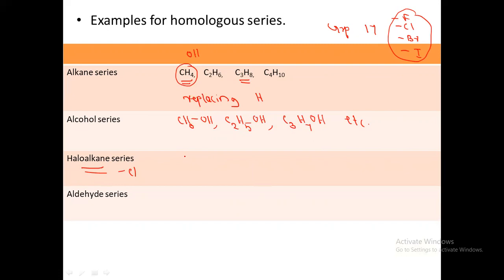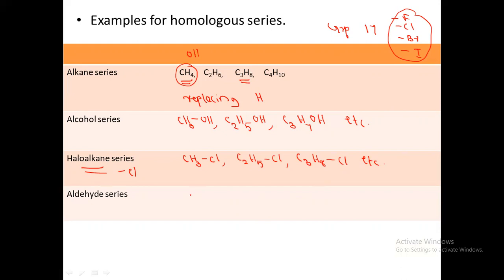Just think of the alkane formula, replace one hydrogen, and instead of that you can write the halogen. So CH3Cl. C2H6 becomes C2H5Cl, replacing one hydrogen with Cl. From C3H8, replace one hydrogen with Cl, etc. That's a haloalkane series. If you want an aldehyde series, you know the functional group.